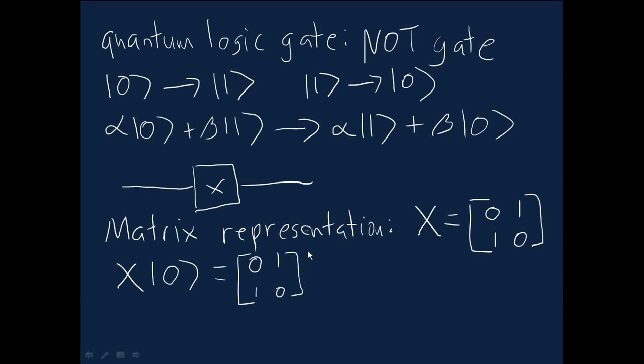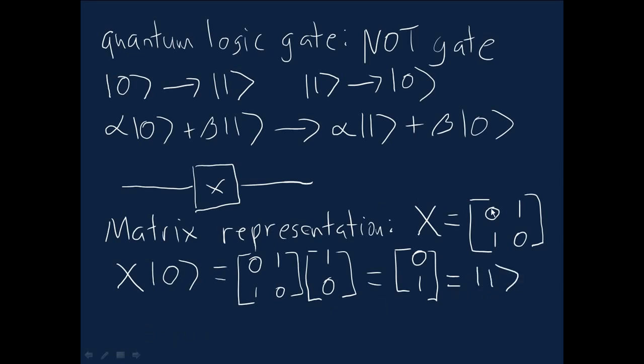acting on the vector corresponding to the 0 state, which is just (1, 0), as we've seen? It produces (0, 1), just the first column actually, because we've got a 1 up here. And that is indeed the 1 state.